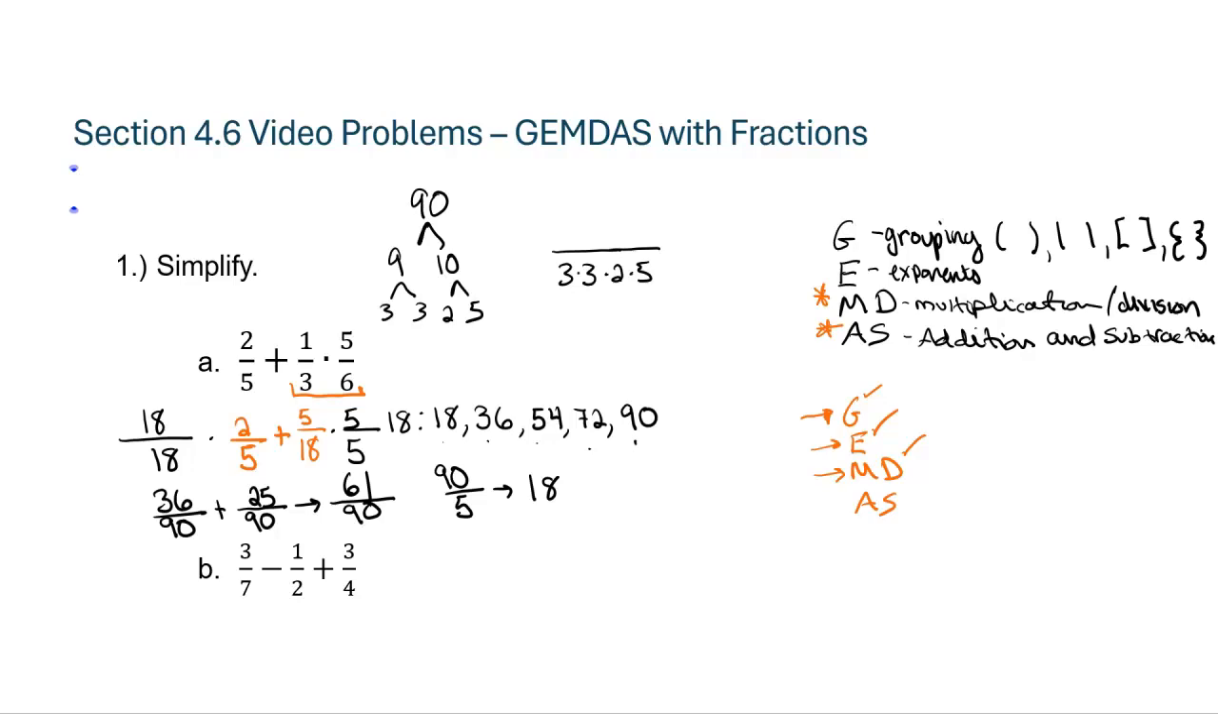And then 61, I only care if 3, 2, or 5 go into 61. Well, 5 doesn't because it doesn't end in a 5 or a 0. 2 doesn't because it doesn't end in an even number. And then 3, I already checked, but let's do it again. 61 divided by 3 is not a whole number. So I now officially know that I cannot reduce that any further. So 61 over 90 is my final answer. So I love prime factors for determining whether a fraction is fully reduced or not.